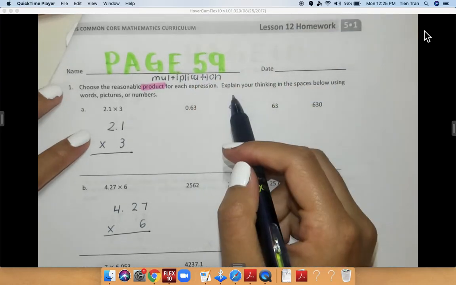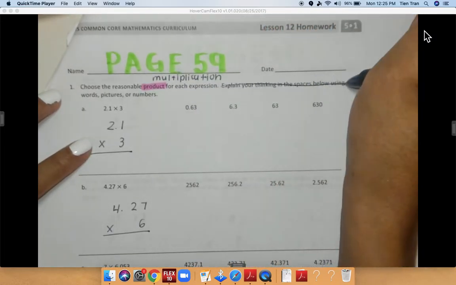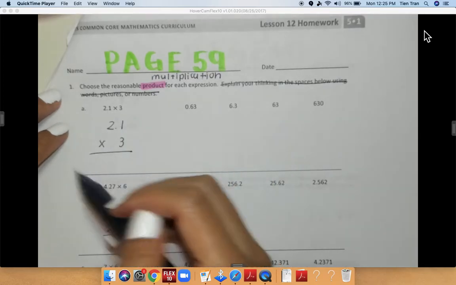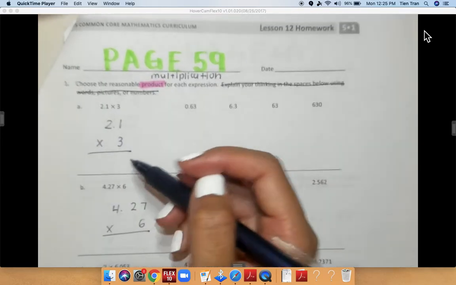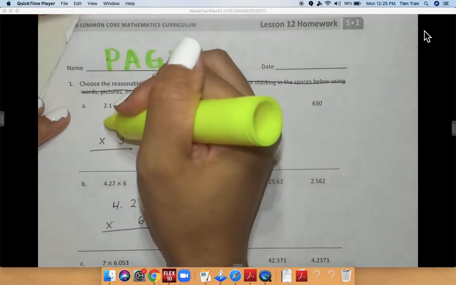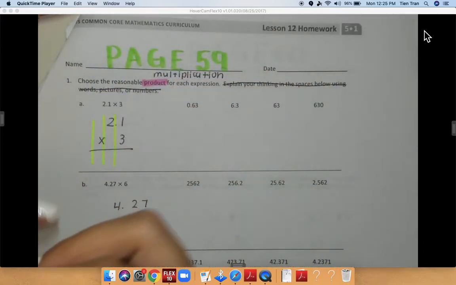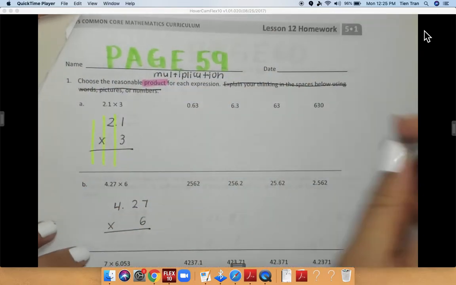It asks you to explain your thinking in the spaces below using words, pictures, or numbers. We're not really going to do that. We're just going to show our work by using the standard algorithm. Whenever I use a standard algorithm, I like to make sure I draw lines so that my place value is in the correct place. So we're going to multiply.